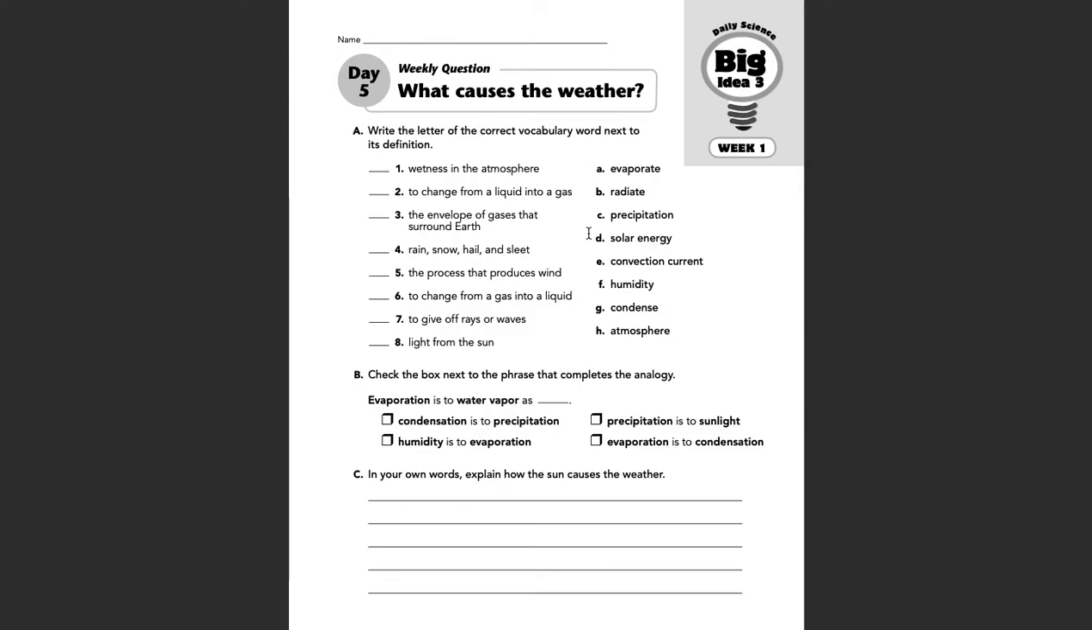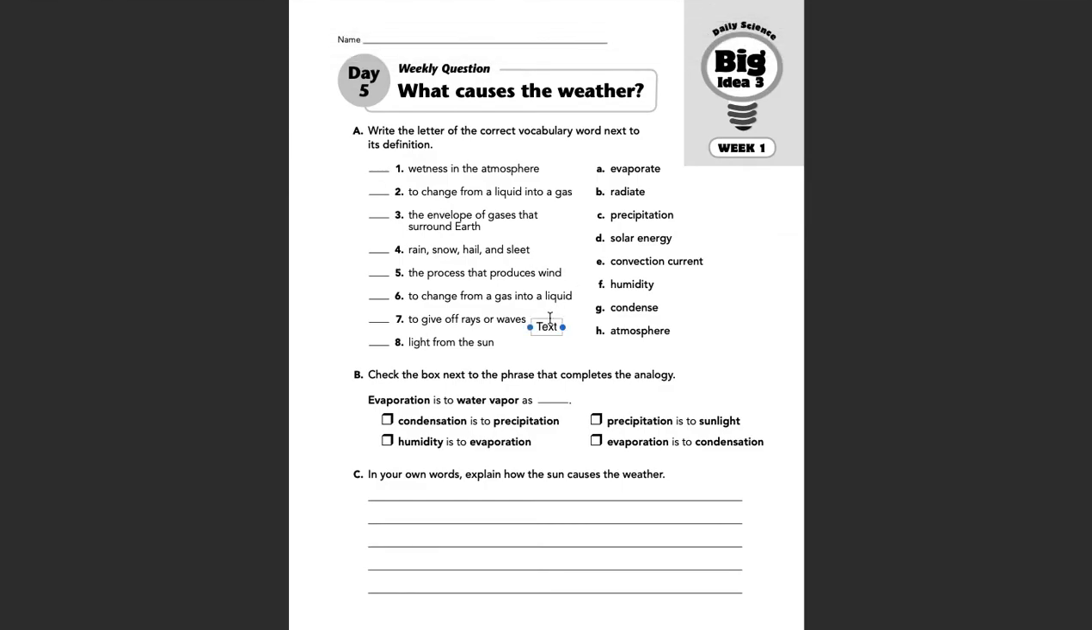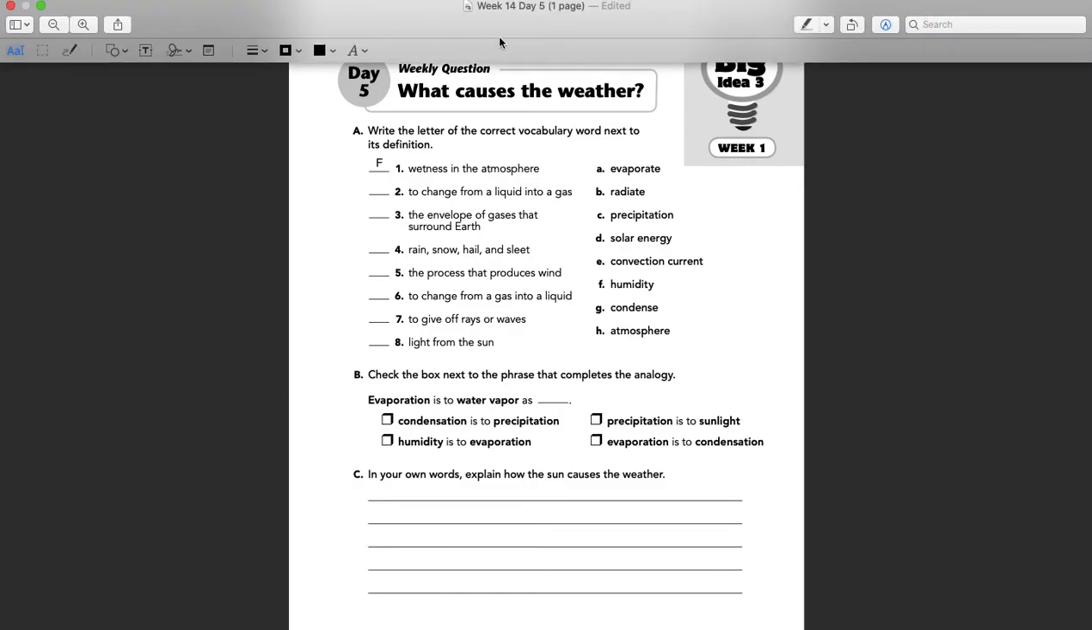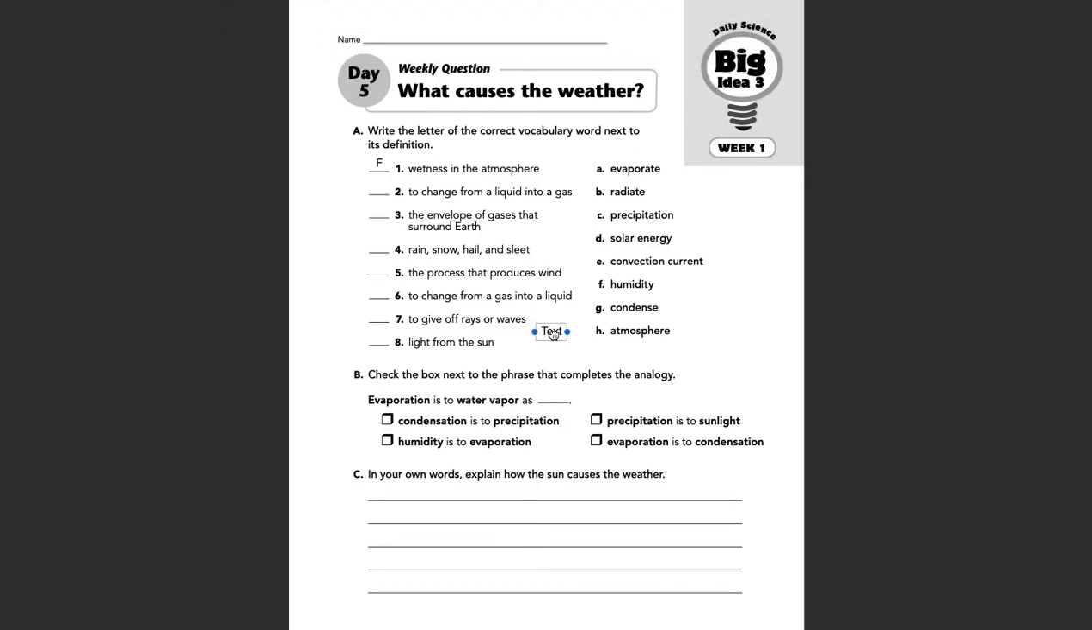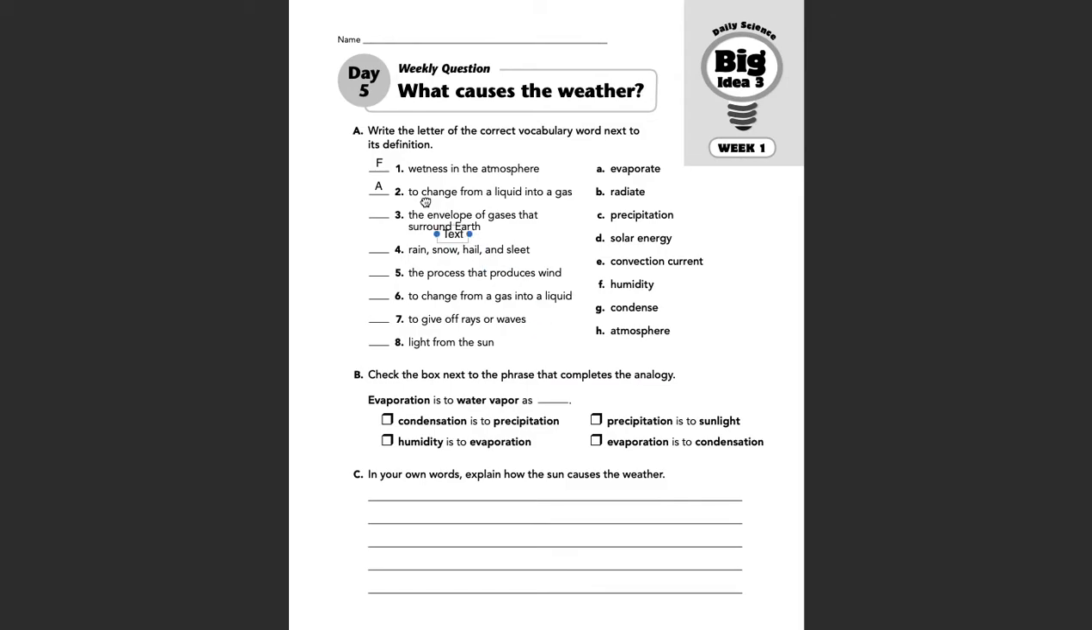Wetness in the atmosphere. If it's in the atmosphere, it would be humidity. So that would be F. Number two, to change from a liquid into a gas, that would be to evaporate, so A. The envelope of gases that surround Earth, that would be H, that is our atmosphere. Rain, snow, hail, and sleet are all forms of precipitation, so C.